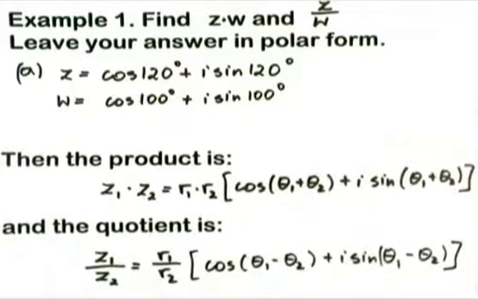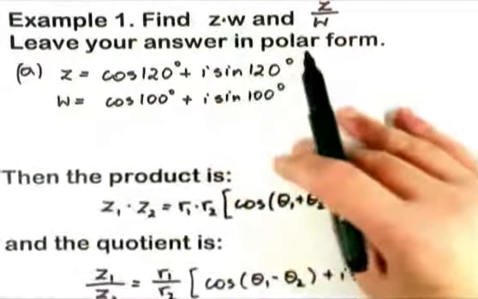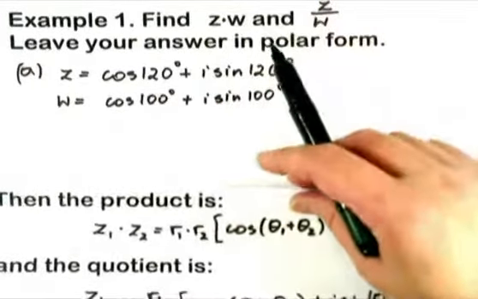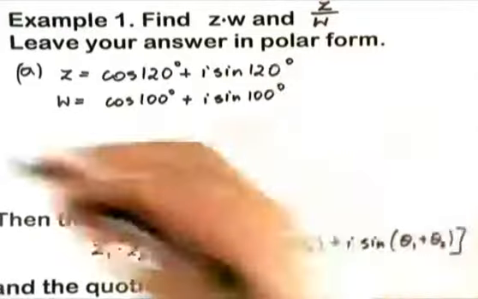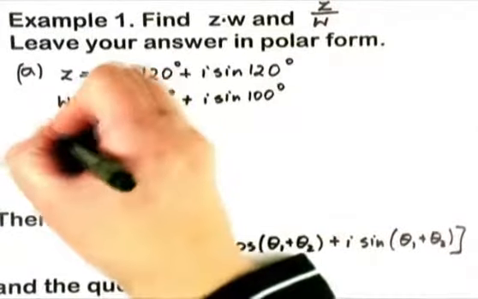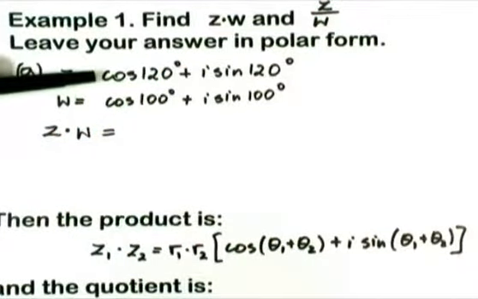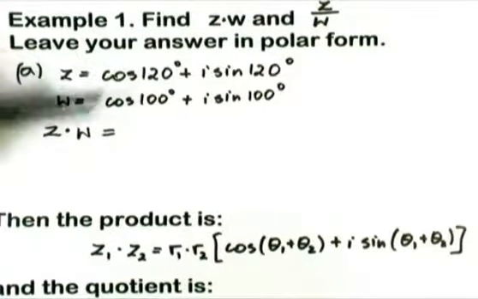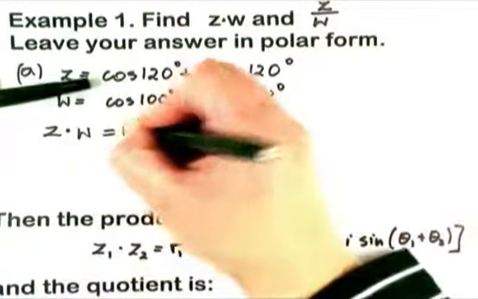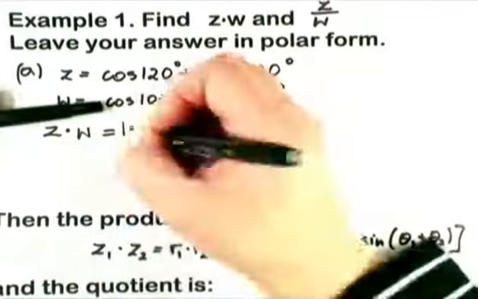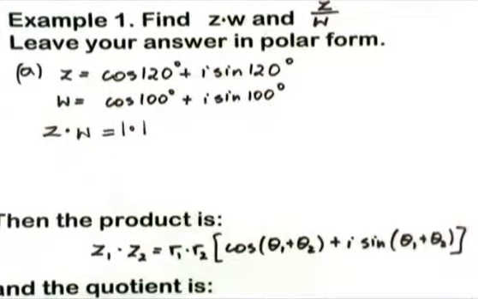Here we go. That's the product, z1 times z2. So in that form, in this case, I have z times w. We have z times w is equal to r. What is my r? There is no r, it's like 1 times. We can write 1 times. So r is 1, and r2 on the other one is 1 as well. Otherwise it would have been written.